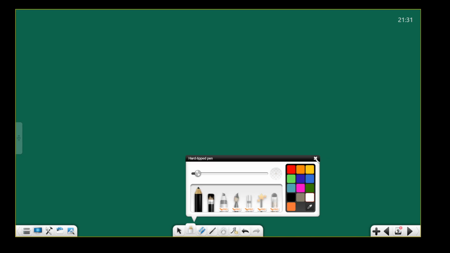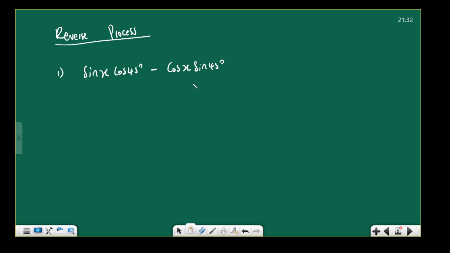Now, questions that you will also be getting might be in this format, the reverse process. What is the reverse process? That's if, let's just say, you have sine x cos 45 minus cos x sine 45. If you find yourself having this type of situation, you need to pause, take a minute, and relax.